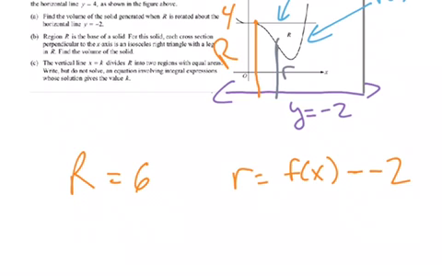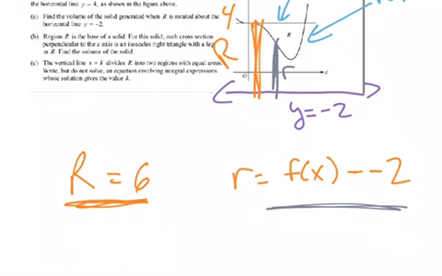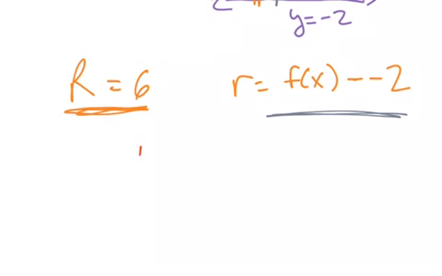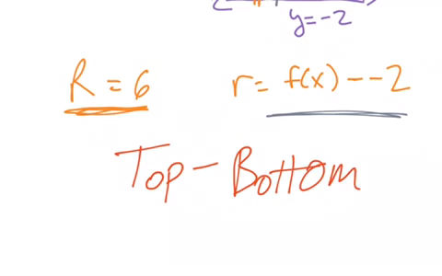So first off, how do I know what's big R? Big R is denoted as the longer one. Small r is the shorter one, right? How do I figure out the length of it? Well, remember what we said from before. We said it's always top minus bottom when the radius is vertical. Okay? So now all I've got to do is put 6 and f of x minus negative 2 into the integral, square each of them, and that'll give me my answer.